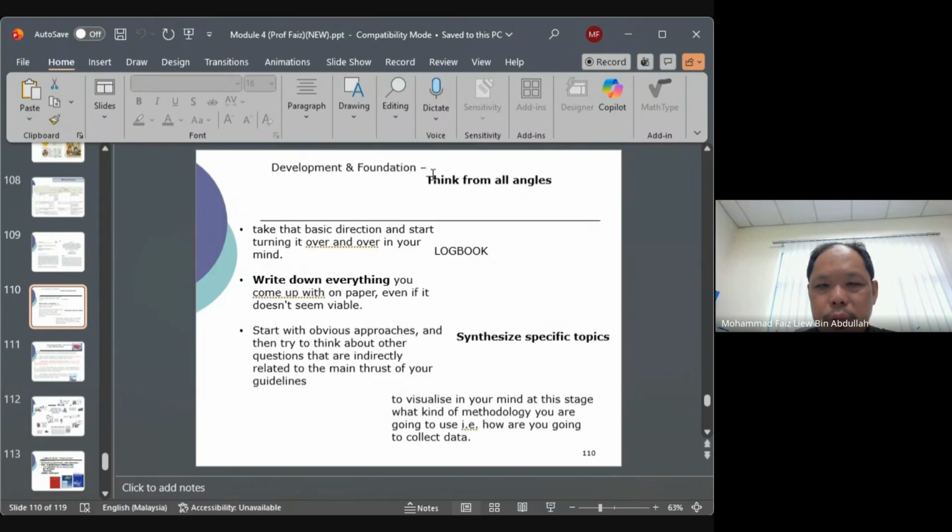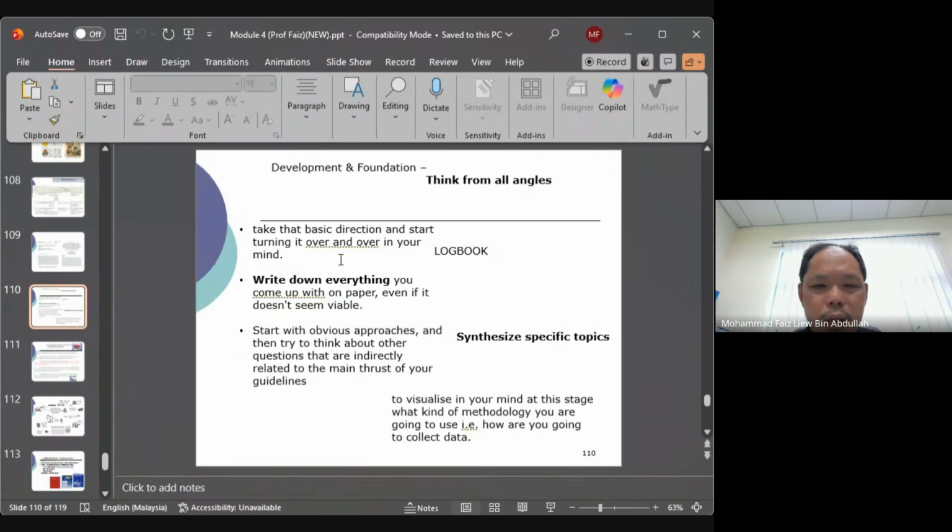So, development and foundation. When you want to start development and foundation, you have to think from all angles. When you read people's work, you also have to think: why did they do it like this, why did they choose this material, why this value and why not other values? You have to read between their lines. Maybe they did test other values, but because the result was not so good, they only presented the good values. So it's important to think from all angles when you start development and foundation.